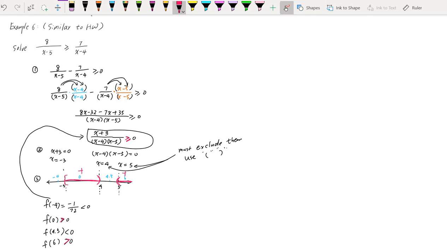So now we're going to write the solution. This is step 4, by the way, and then step 5, I'm just going to write the solution here. That will be from negative 3 to 4, and then we also have from 5 to positive infinity. That is your final solution.